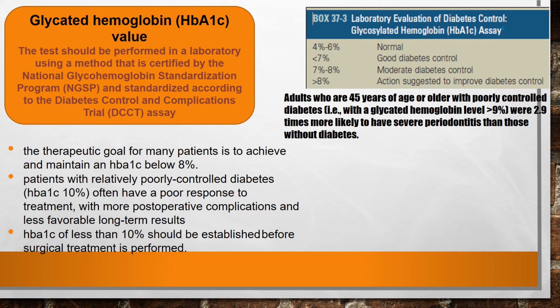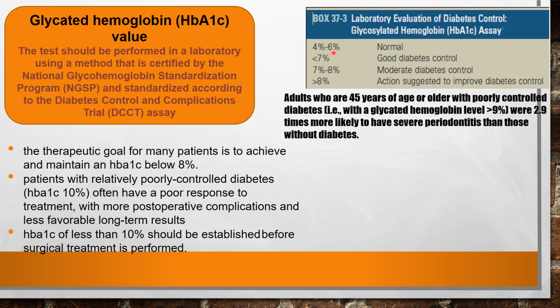So coming to the glycated hemoglobin value, that is HbA1c. This is a test that reflects glycemic control over 2 to 3 months. This test is performed in a laboratory using a method that is certified by NGSP and the Diabetes Control and Complications Trial, just for the information. And this gives a laboratory value for evaluating diabetes.